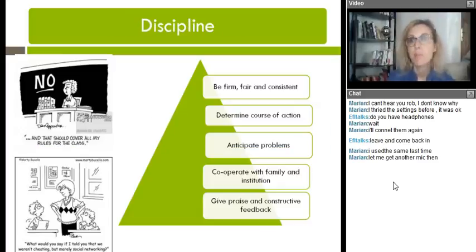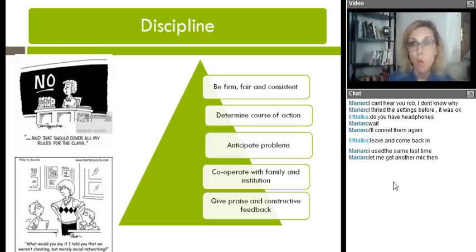Next comes discipline, a pillar of classroom management. Some people identify it with classroom management, but it's not only this. So, firstly, you have to be firm, fair, and consistent. Don't issue threats that you can't materialize. And before you enter the classroom, you must determine what types of behavior will bring about what types of discipline.